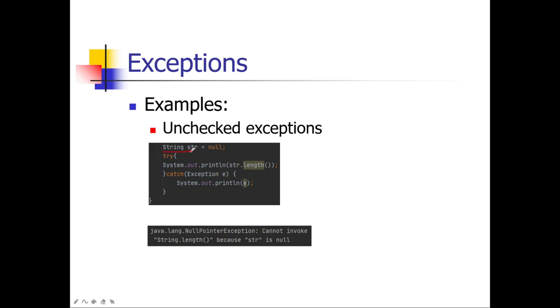We have a string str that has value null, and when we try to get its length, it gives us a null pointer exception because it doesn't have length. It doesn't have length 1, 2, it has length 0, and we can use this function if our string is null.